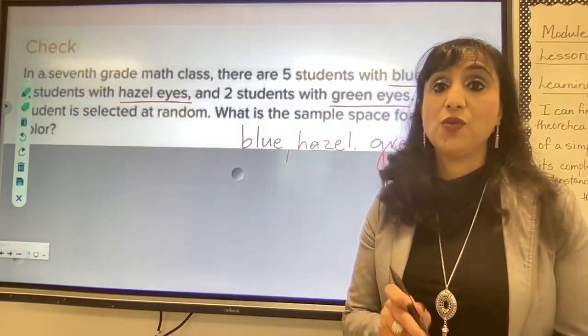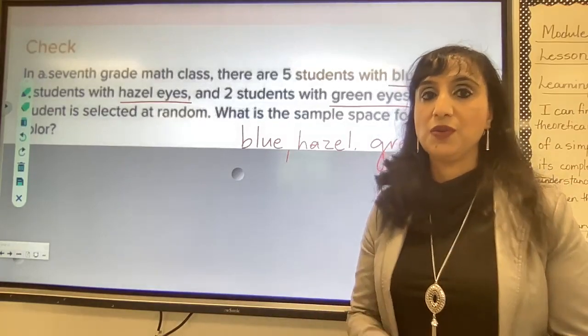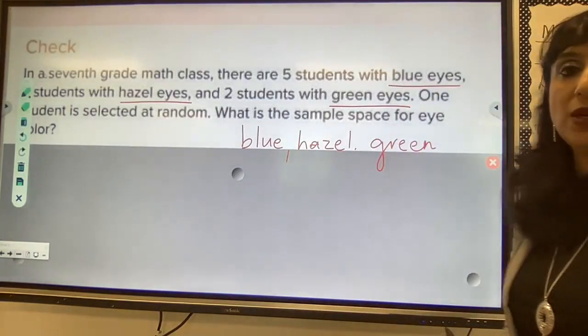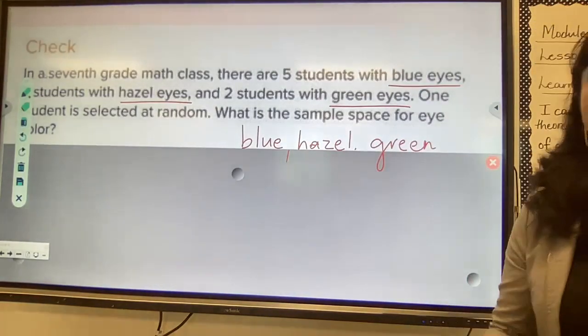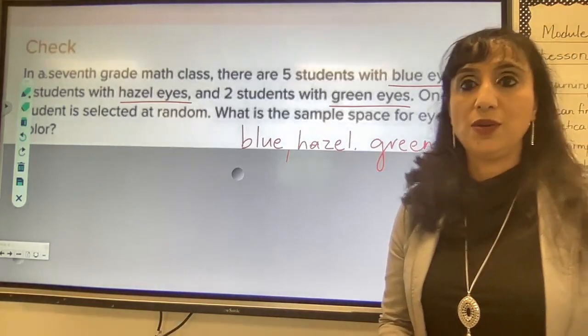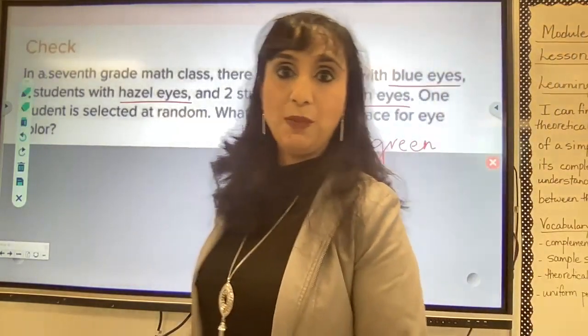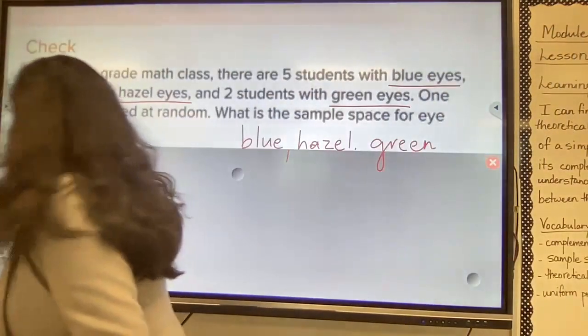Okay, so eye colors would be blue, hazel, and green, because the sample space is basically you're writing it just once. We're not talking about 5 students or 2 students or 1 student. We are talking about the eye color. So since those are the 3 colors that are there, those are going to be written one time, and that would be my sample space.